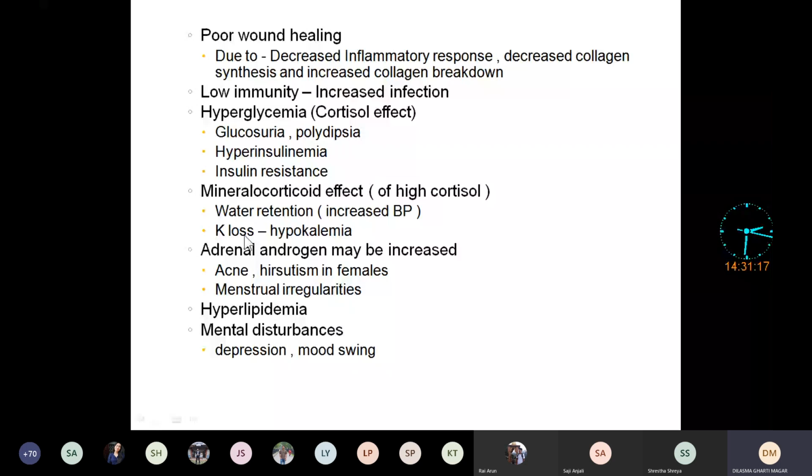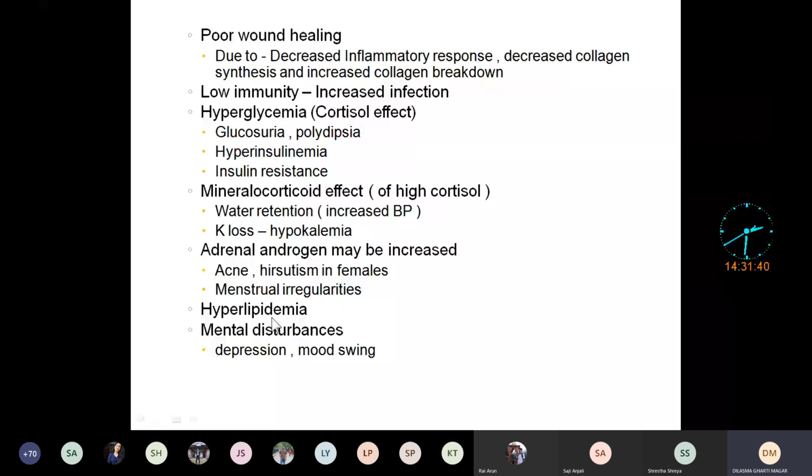So, and then the adrenal androgen may also be increased, so it will lead to acne, pimples, hirsutism in case of the females. Hirsutism means there will be more and more hair. So in case of the females, who normally have less hair, hirsutism will be there. And then the females can also have menstrual irregularities. So there can be hyperlipidemia. That's why there is fat deposition.